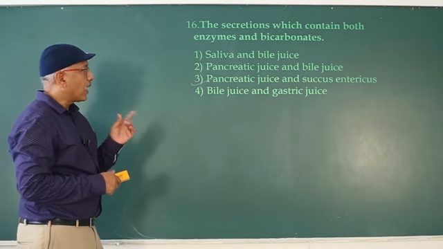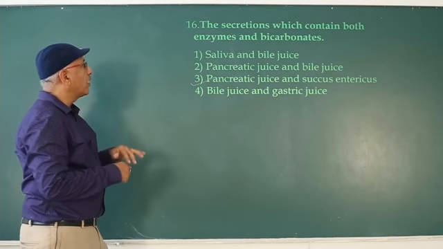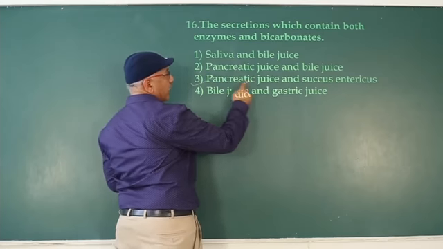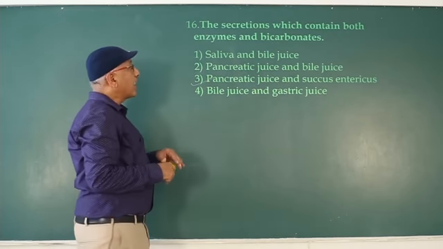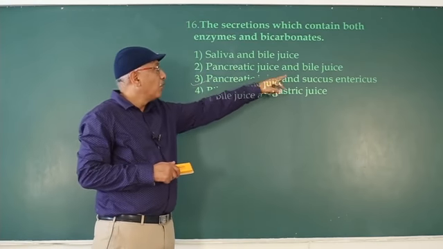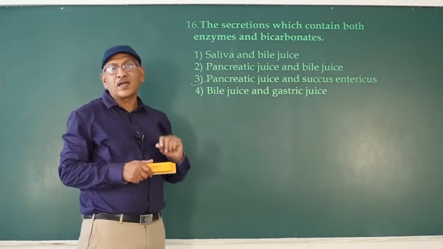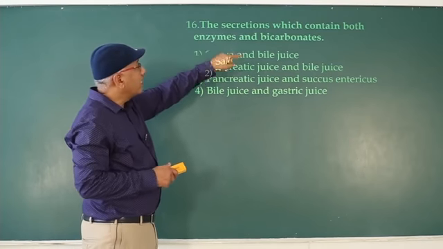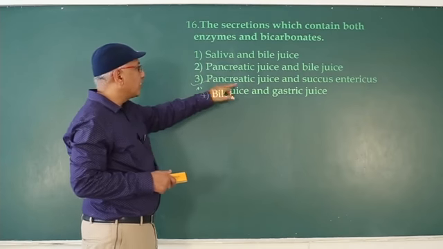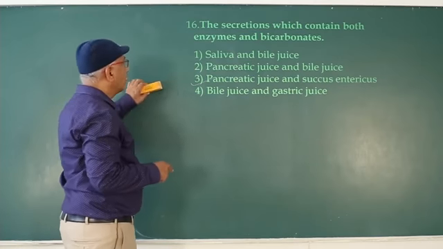So once again, the secretion which contains both enzymes and bicarbonate. Pancreatic juice, succus entericus. Pancreatic juice also contains bicarbonate. Bile juice also contains bicarbonate, but bile juice is without enzymes. That's why the second option is not correct. Both enzymes and bicarbonate are in pancreatic juice and intestinal juice. So that's why the answer is 3.